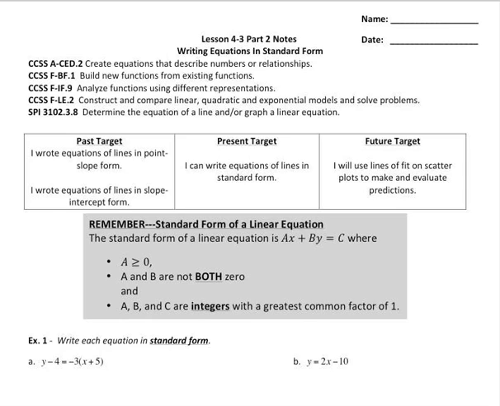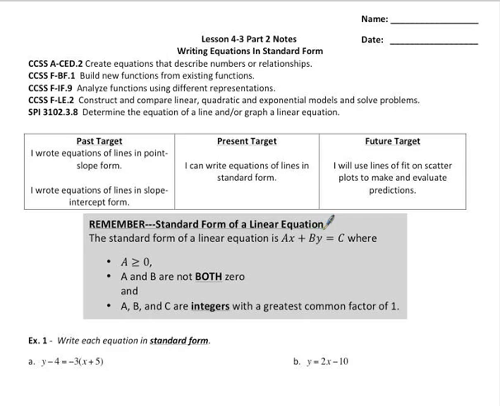Welcome to Lesson 4.3, Part 2 notes, writing equations in standard form. In our past targets, we wrote equations of lines in point-slope form. We wrote equations of lines in slope-intercept form. And today we're going to write equations of lines in standard form. And in the future, we will use lines to fit on a scatter plot to make and evaluate predictions. Okay, so that's the future target for this.